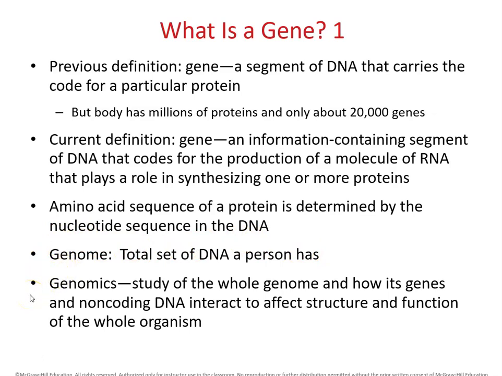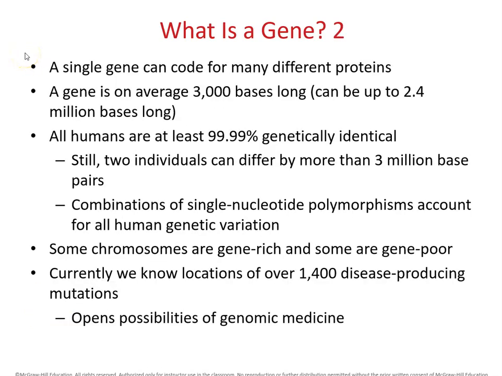And genomics is the study of the genome and how the genes and the non-coding DNA, which remember makes up a very large percent of the DNA, how they work together to impact the structure and the function of the whole organism. A single gene can actually give us several different proteins, and we'll talk in a minute about how that's possible. The average gene is about 3,000 base pairs long, though they can be much shorter or much longer.